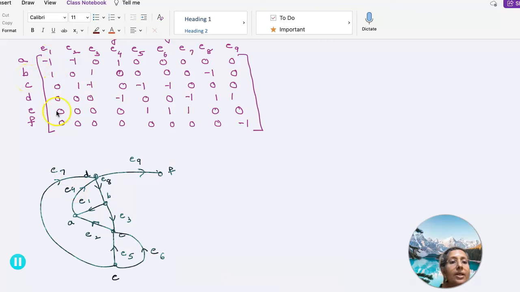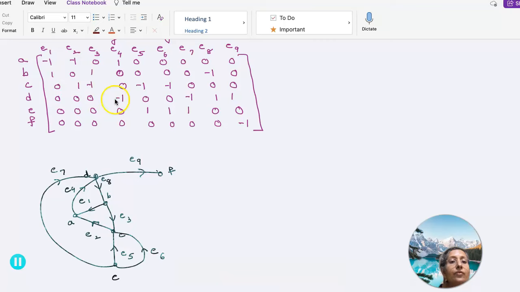If you look at B, E1 is going out of B. E3 is going out of B. And E8 is going into B. So E8 is directed towards B. If you look at C, E2 comes out of C. E2 is directed out of C. I mark C here. E3 is directed towards C. E5 is directed towards C. E6 is directed towards C. Everywhere else it is 0, so no more edges.